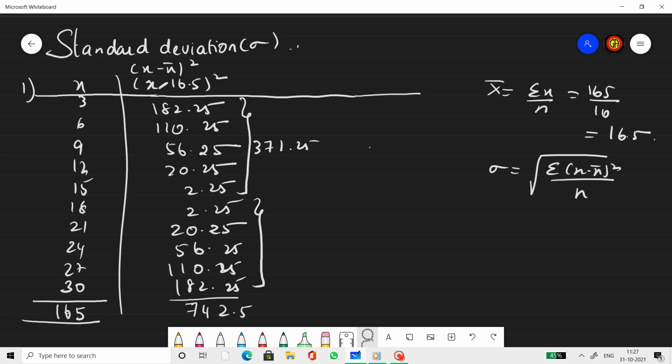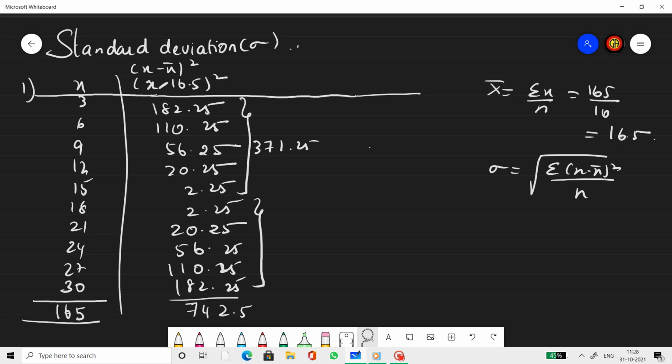But remember, once you finish the first 5 numbers, the next 5 will be a repetition of the same values. So if you total the first 5 numbers, the next 5 numbers total is the same. So I just did it once and multiplied by 2, which gives 742.5.